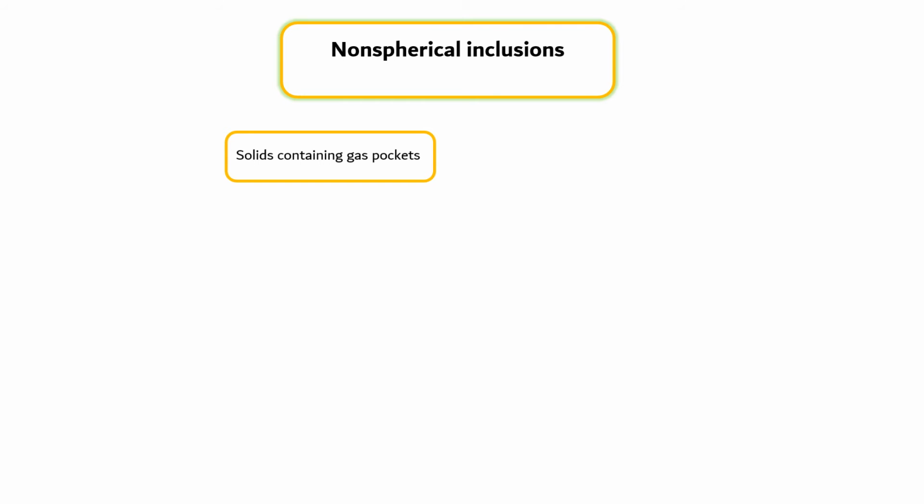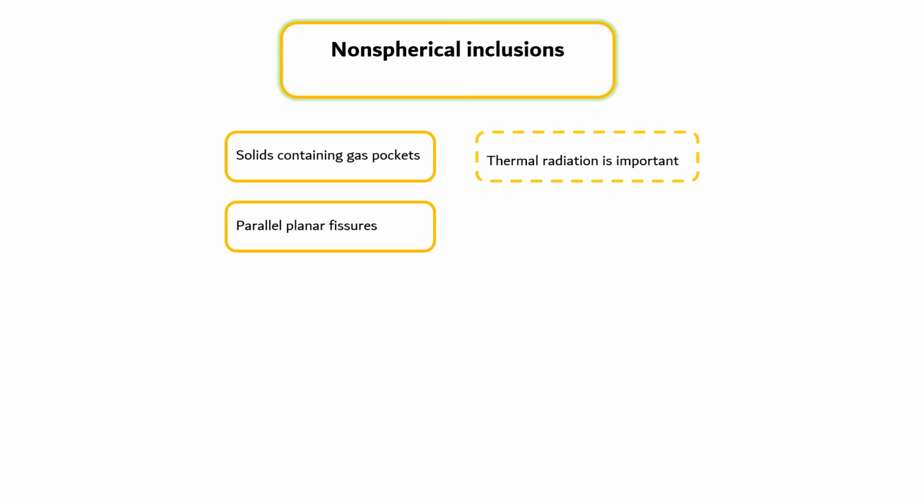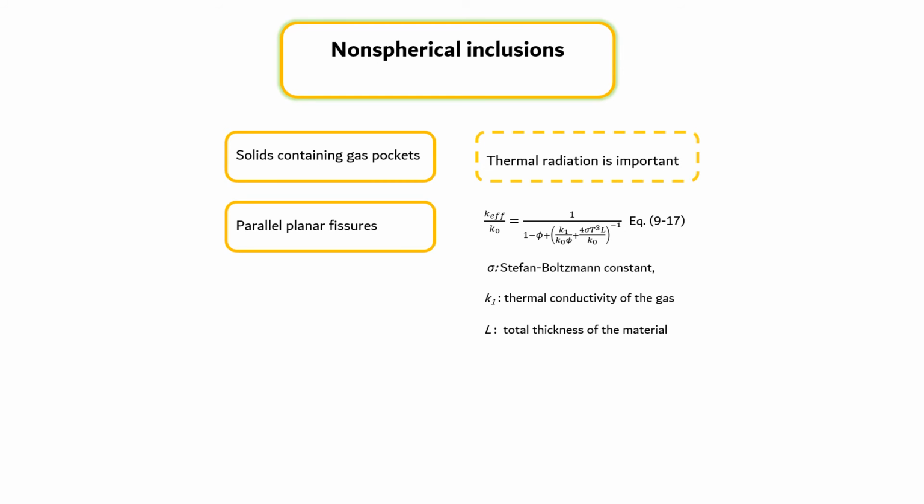For solids containing gas pockets, thermal radiation may be important. The special case of parallel planar fissures perpendicular to the direction of heat conduction is particularly important for high temperature insulation, and the effective thermal conductivity can be expressed by equation 9.17.